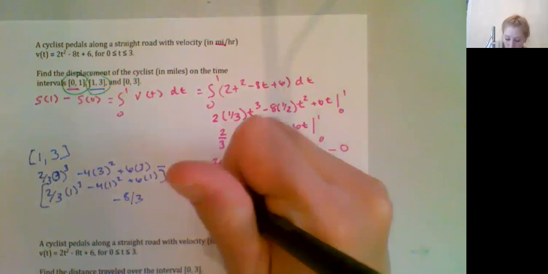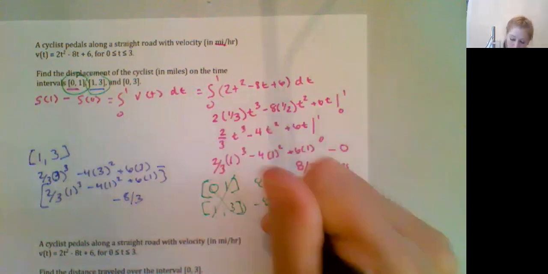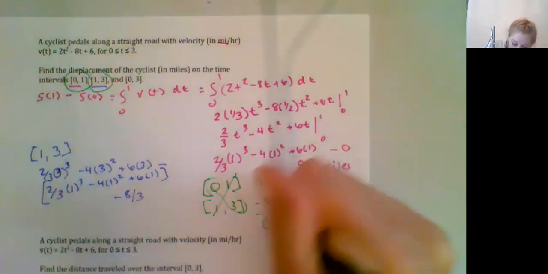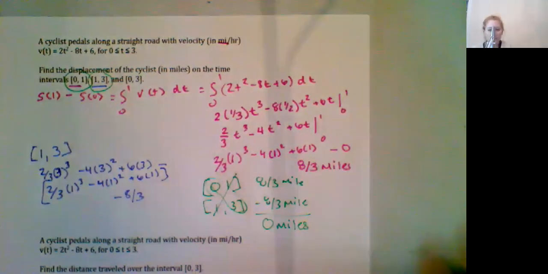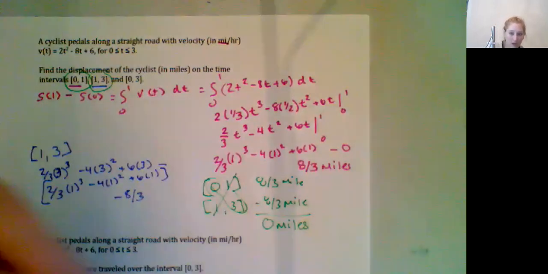Essentially, if I was then looking at just 0 to 3, I would add these two pieces together. And if I add the two pieces together, I'm going to get 0 miles. So what does that mean? That means the cyclist traveled down the road and then it came back.